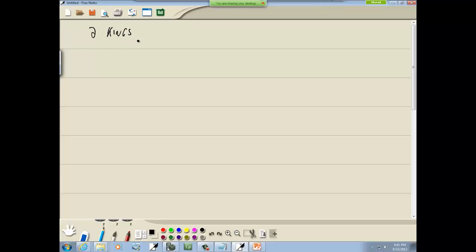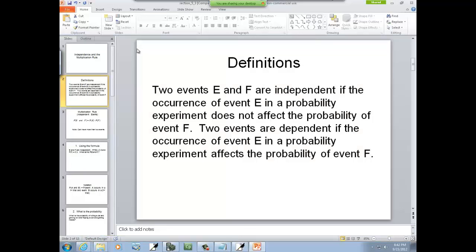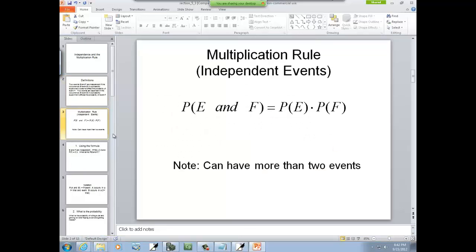Compare that against if I take a card out and it's a king, and I set that card aside. Now instead of there being 52 cards, now there's 51 cards. So those are dependent. That's what they're talking about there.